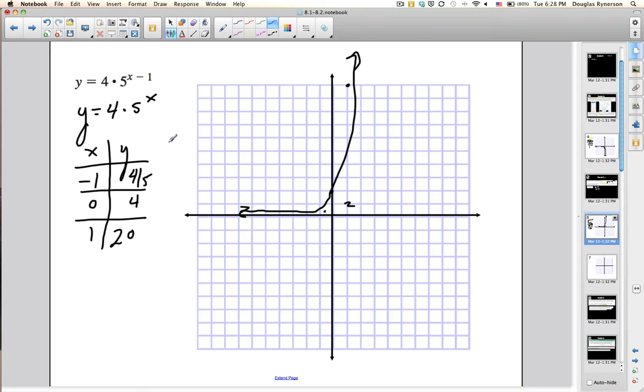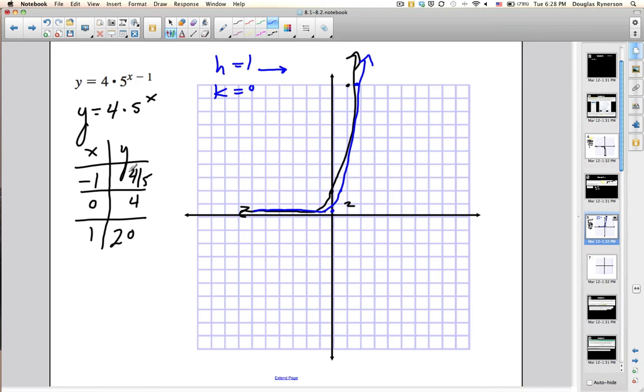Now, that's without h and k. Now I want to shift it by h and k. So h was 1, that means 1 unit to the right. And k was 0, so there's nothing up and down. So if I take each point and I move it 1 to the right, you'll see that I have a very close to the same graph. And there we are.